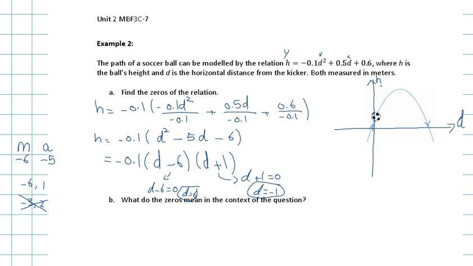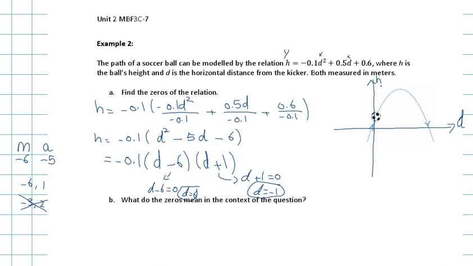So I'm standing right here. The ball is right in front of me. And it's at a height of 0.6, and I'm kicking it up. It's reaching a maximum, and then it's coming back down and hitting back the ground. Right? Eyes on me.